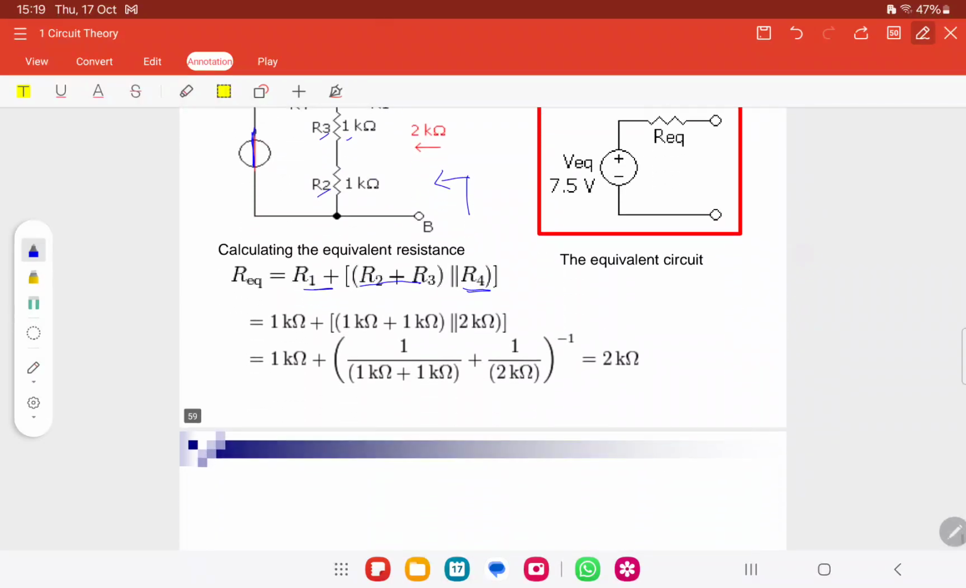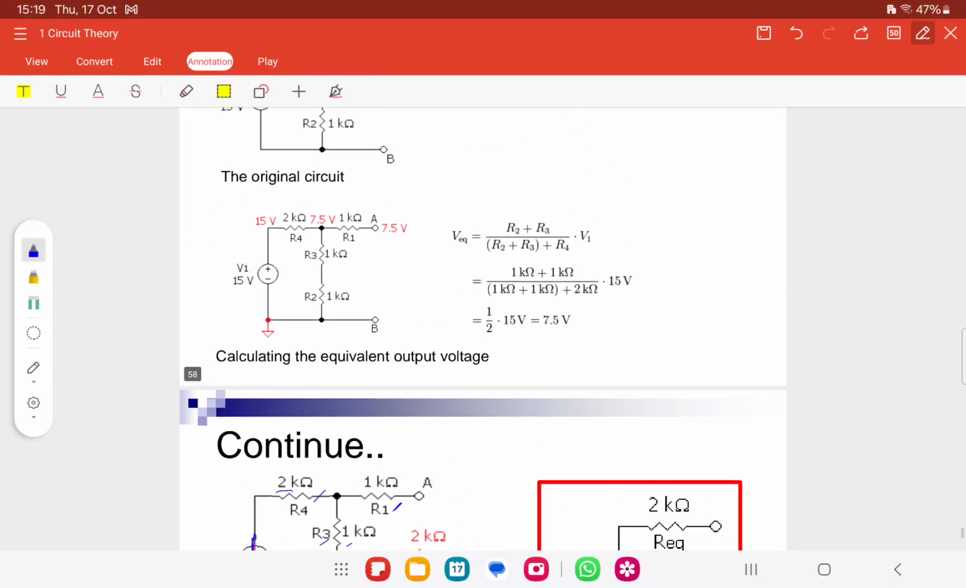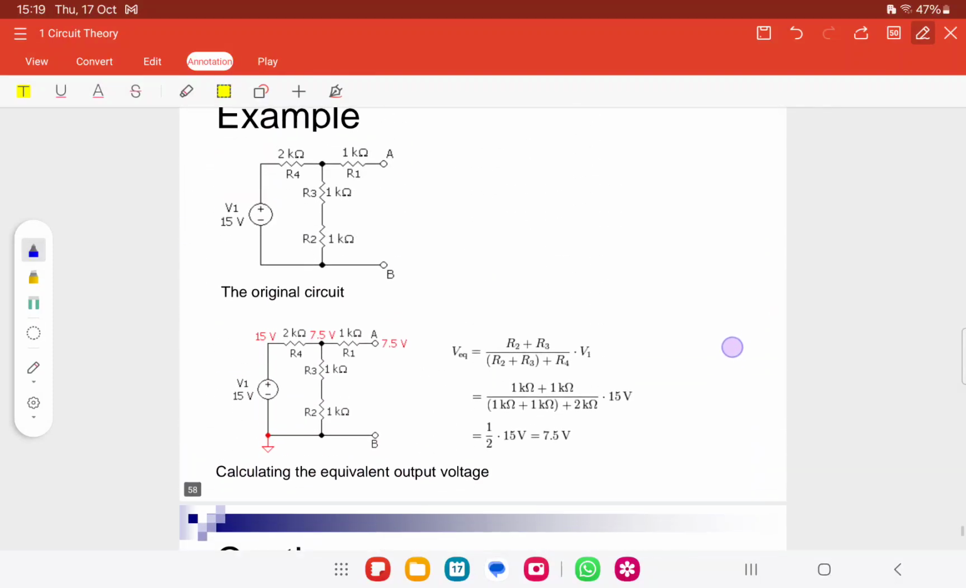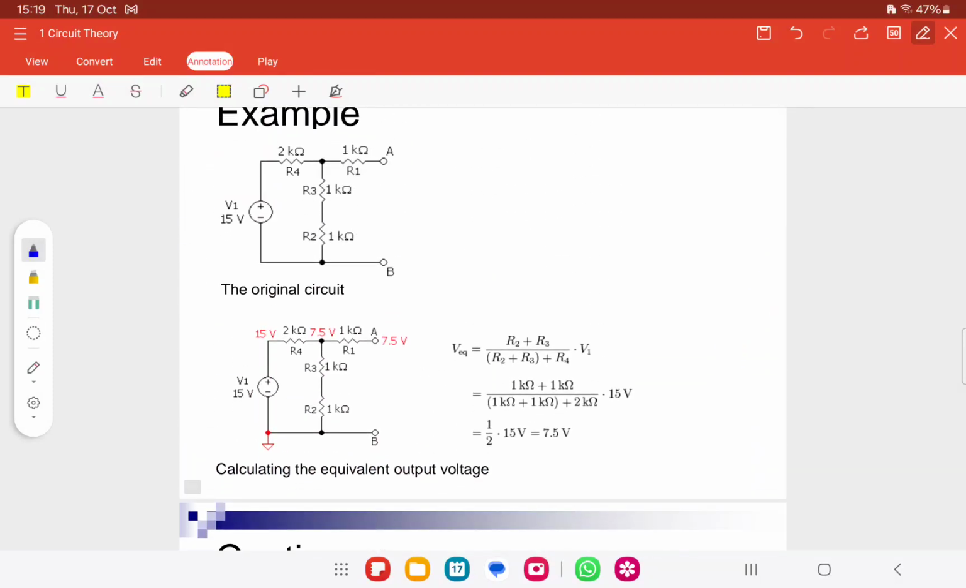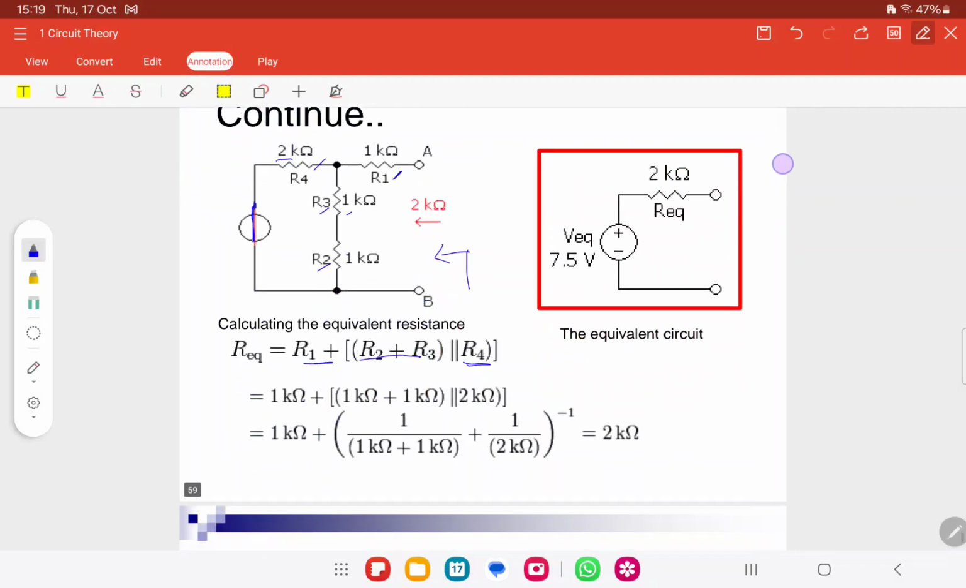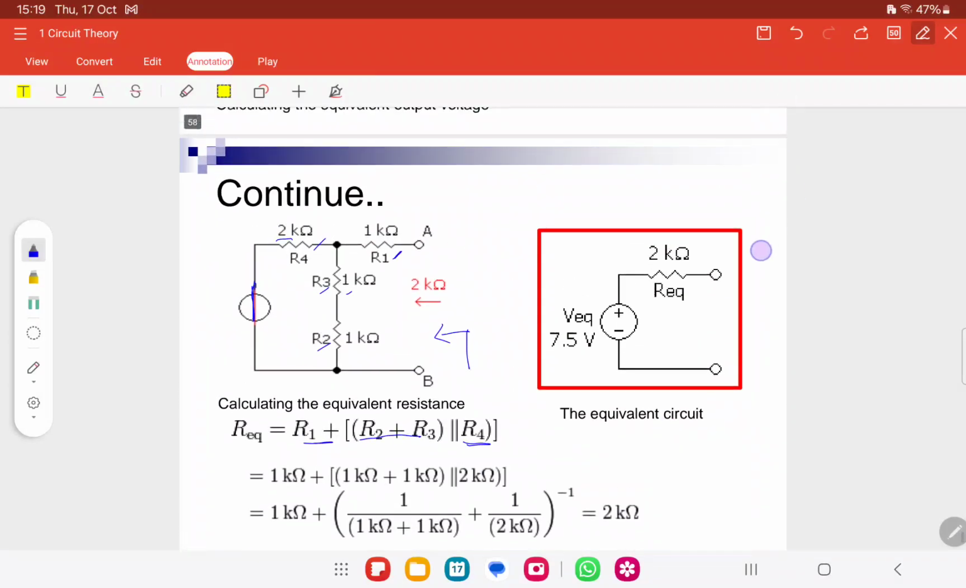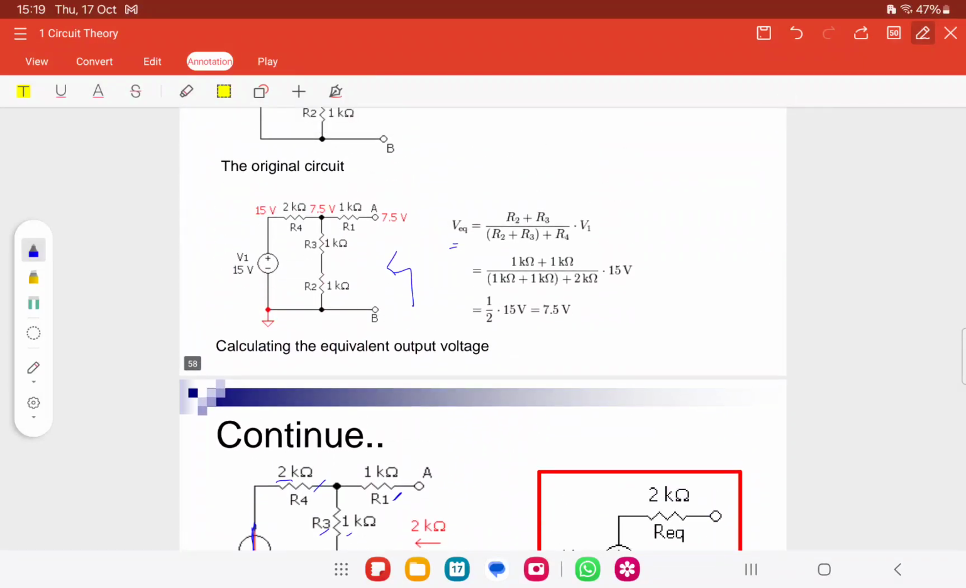Okay. This is untuk VTH. Yang ni V equivalent, VTH lah ni. Okay, V equivalent ni VTH lah, same. Dia pakai voltage divider.